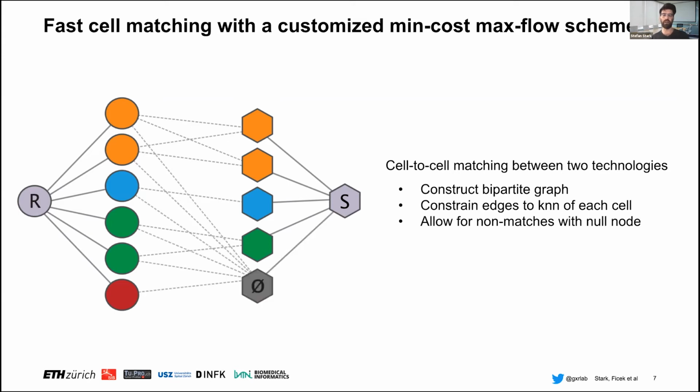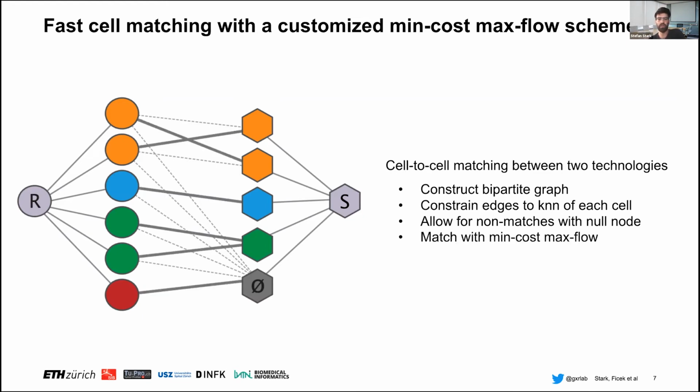And to account for outliers and statistical differences in the distribution of cells between the two technologies, we introduce a null node, and this allows for non-matched cells. So this node is connected to all cells in the root technology, and it's given a large cost and infinite capacity, and this allows for but penalizes any unmatched cells. And then matching is performed in the usual way by computing the maximum flow through this graph and then minimizing the cost of the flow. And since these edges were computed using the Euclidean distances, you're more likely to pair yourself to a cell embedding that's close to you in latent space.